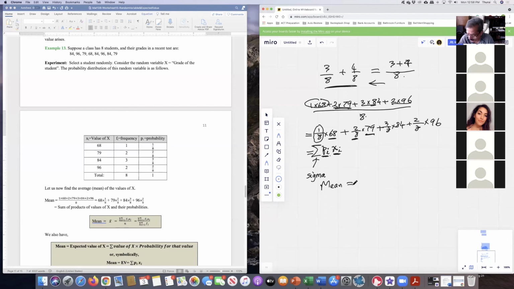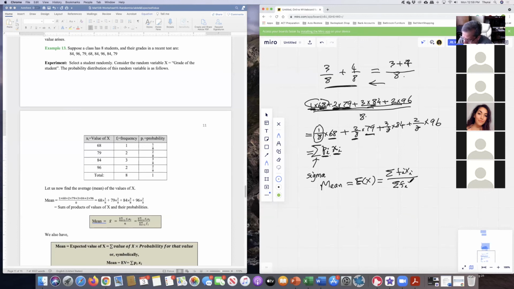Also, we can say expected value. We write it as E(X), the expected value of the random variable X, which is the same as, one way to write that, sigma fi xi, which is what these are: frequencies times data, adding them up, and then divided by total frequency, which is the same as sigma fi, adding up all the frequencies. That's what total frequency is. So we can write it as sigma fi.